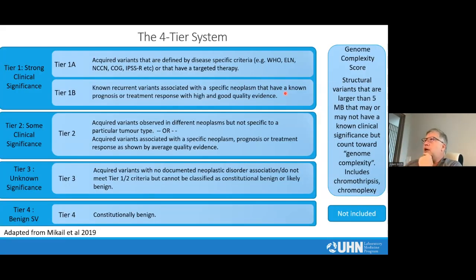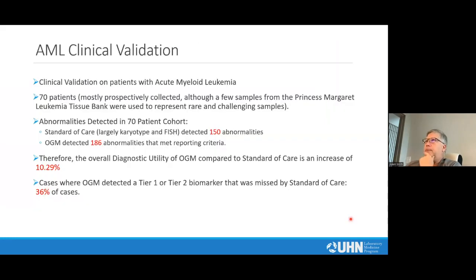So I'm not going to take too much time to go over the 4-tier system. I think everybody's probably pretty familiar with it. Again, for us, we're reporting on our reports mainly tier 1 and tier 2 abnormalities. However, when we do look at overall genome complexity, we want to look at all the potential somatic abnormalities and add those up when they meet the criteria, so they're over 5 megabases, whether or not they're clinically significant structural variations. And again, tier 4 constitutionally benign, if you're comfortable making that call, we wouldn't include those in the count for complexity.